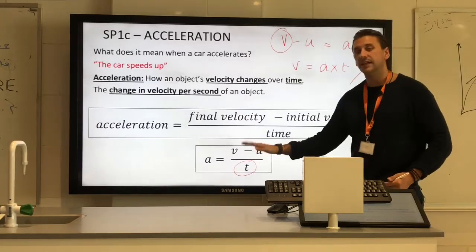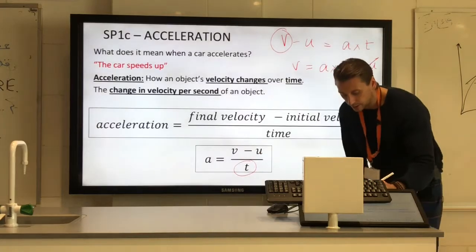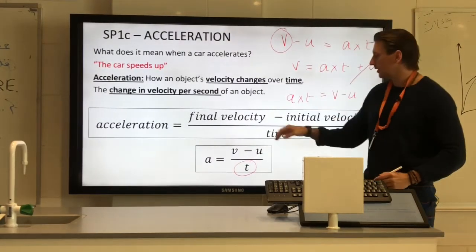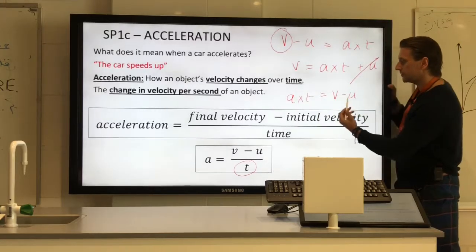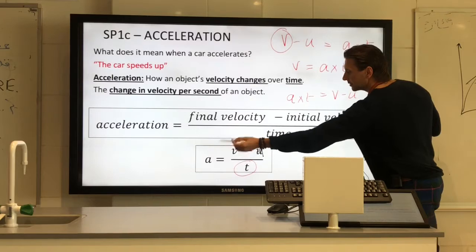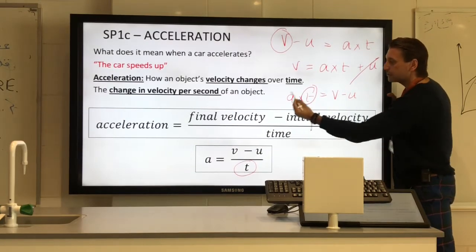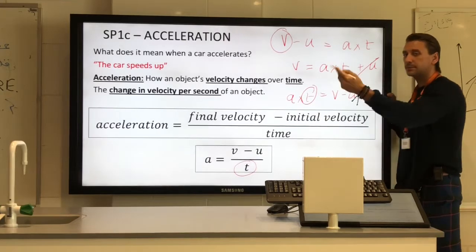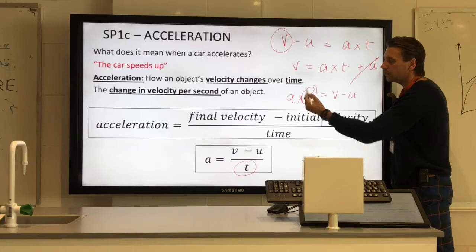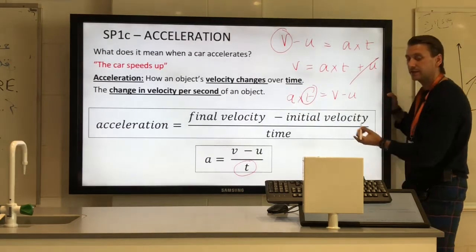I'm looking for t, it's on the bottom. Take the t to the other side on the top, so it becomes a times t equals v minus u, because I multiply by the time on the bottom to take it to the top. But remember, I'm looking for t, so I now need to move the a. Just like speed equals distance over time, I still need to move this a so t is on its own. The a is multiplied at the top, so I take the a to the bottom.